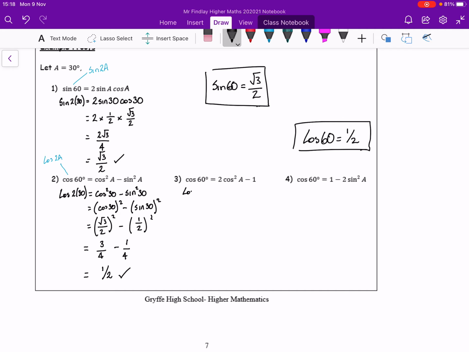Again, let's consider cos of 2 lots of 30. So 2 cos squared 30 minus 1, which is 2 lots of cos 30 squared minus 1, which is 2 lots of root 3 over 2 squared, minus 1. 2 lots of 3 over 4 minus 1. 6 over 4, and 1 is 4 over 4, which gives 2 over 4, which is, as expected, a half.